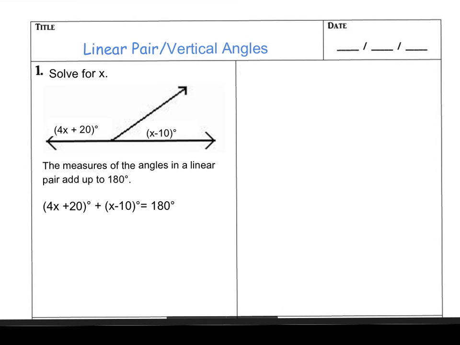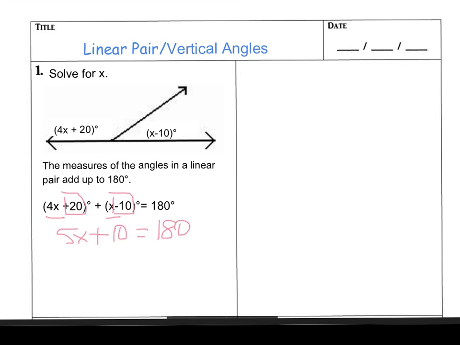I'm going to start by combining my like terms. I have 4x right here, and I have this single x right there. So 4x plus x, I get 5x. And we're also going to combine these two right here. I have 20 plus negative 10. In other words, 20 minus 10 is going to give me positive 10, is equal to 180 degrees.